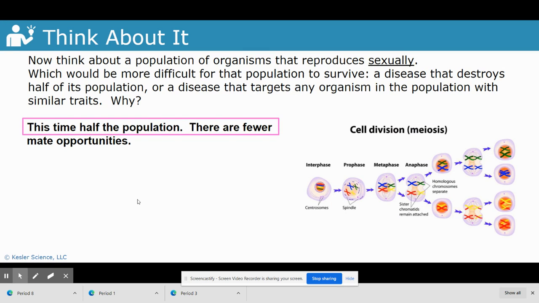Okay, so now we're going to think about the same situation as earlier, but now we're looking at a population of organisms that reproduces sexually. Which would be more difficult for that population to survive? A disease that destroys half of its population, or a disease that targets any organism in the population with similar traits, and why? So this time we're going to go with half the population. And the reason is that it's going to eliminate mate opportunities, so there won't be as many mates available to find.